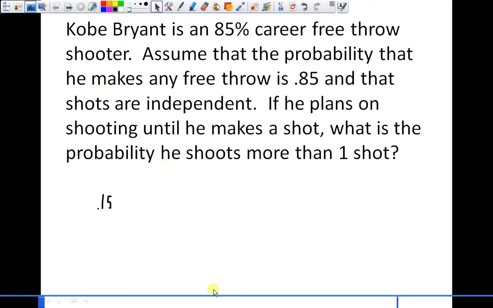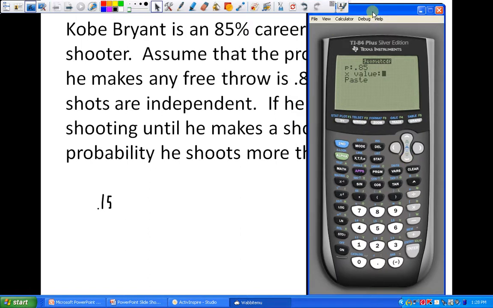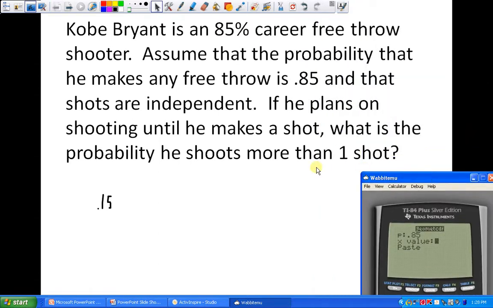So let's take a look at this with the calculator, because probably most of us will be familiar with using this calculator and working problems like this. So let's go to geometric CDF. There's an 85% chance of success. Now we really want 2, 3, 4, 5, and so on. So what we're going to do is do the opposite of that, because we can't do the upper bound.